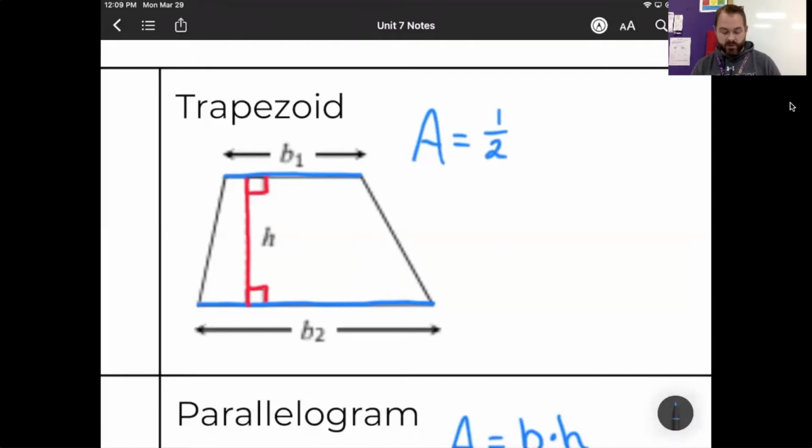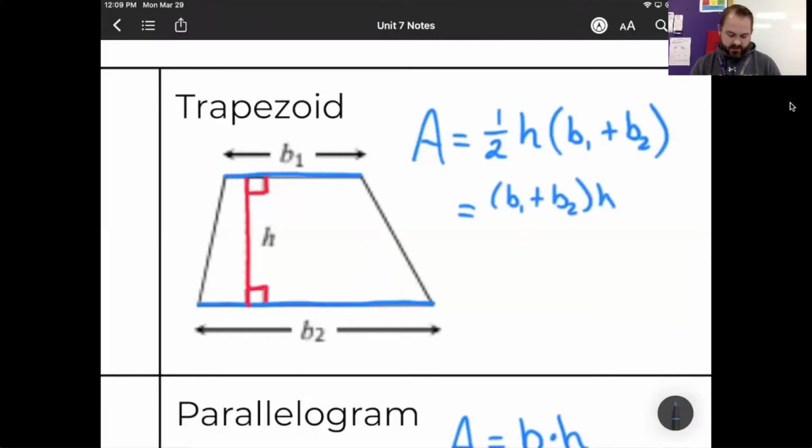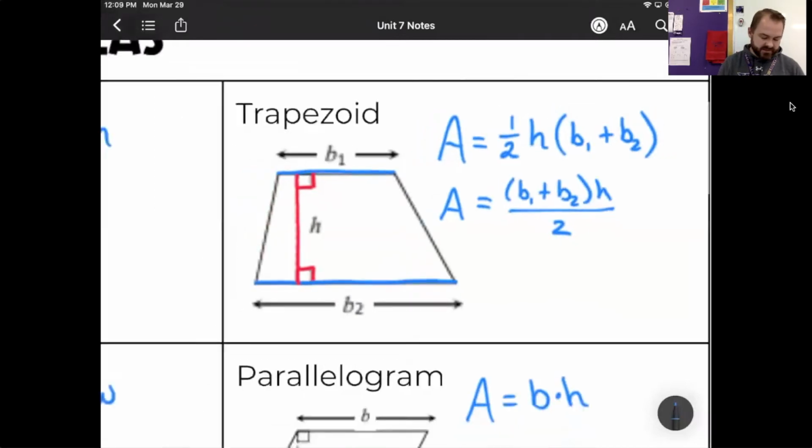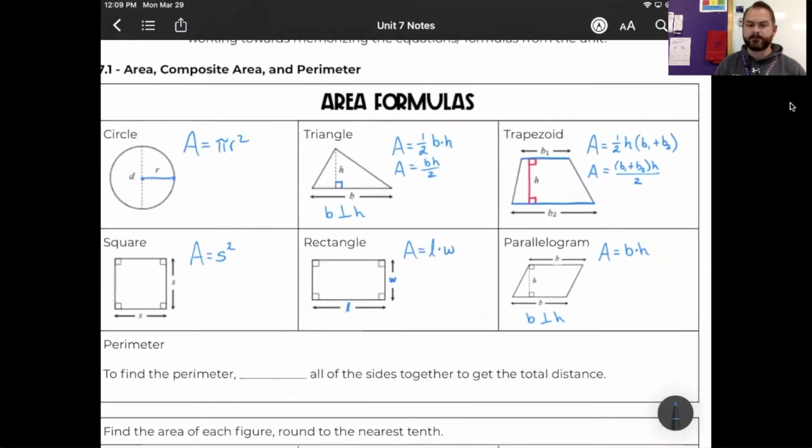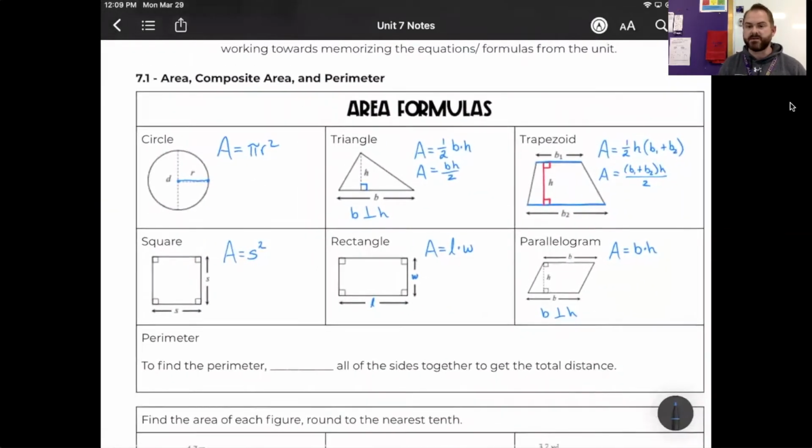This is the most common way. 1/2 times the height measurement times the sum of the bases, B1 plus B2. Okay? Again, you can write it that way, or you could write it as base 1 plus base 2 all times height, all divided by 2. That's the other way you could write that formula. But it's the same calculations, just kind of written in a different order. And so there's your basic area formulas we're going to use today. Okay, so make sure you have those written down.